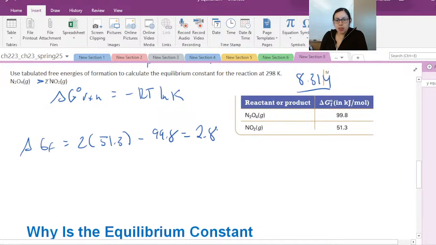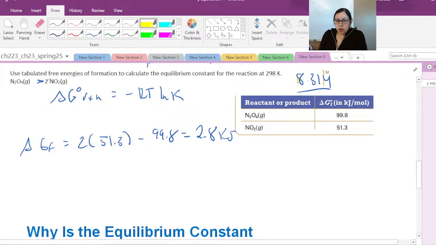So 2.8, and then what are the units though? Kilojoules. And then per mole, but we already multiplied it by the molar amounts, so now we're just at kilojoules. The only tricky part is this constant was in joules, so I would convert this to joules so we're all in the same unit. So 2,800 joules is equal to, now we can just plug into this equation, negative R, so 8.314.